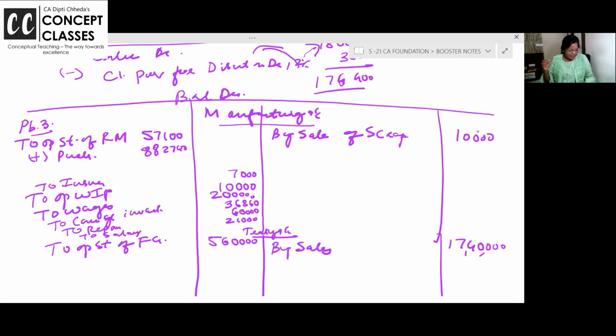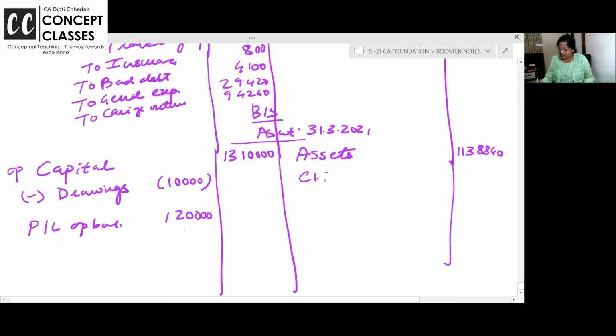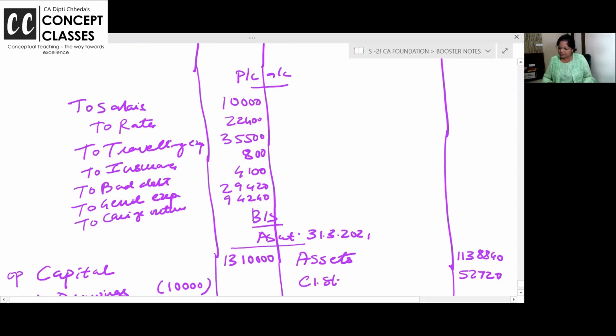Now below the trial balance adjustment is given closing stock of raw material. Don't write closing stock of raw material on the credit side. यही minus कर दो. Opening stock plus purchase minus closing stock. 52,720. And write it in the balance sheet. Closing stock 52,720. Finished goods.